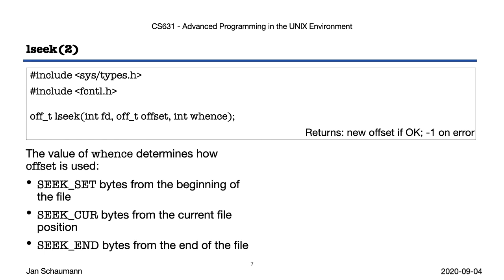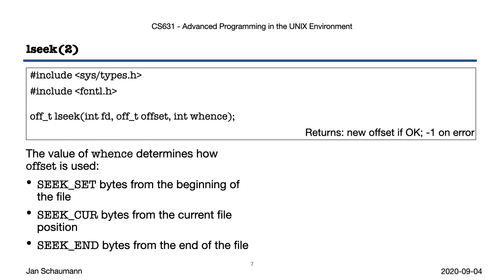You can begin seeking at the beginning of the file with SEEK_SET. You can seek off the current position with SEEK_CUR, or you can seek off the end of the file via SEEK_END. Upon completion, lseek will move the current offset as indicated and return to you the new offset. A value of -1 indicates an error as usual.